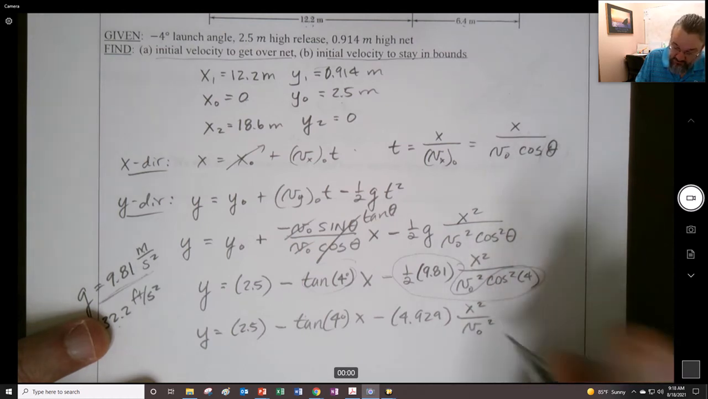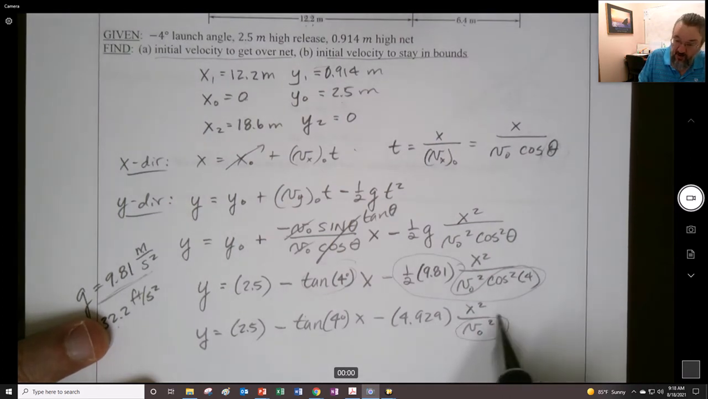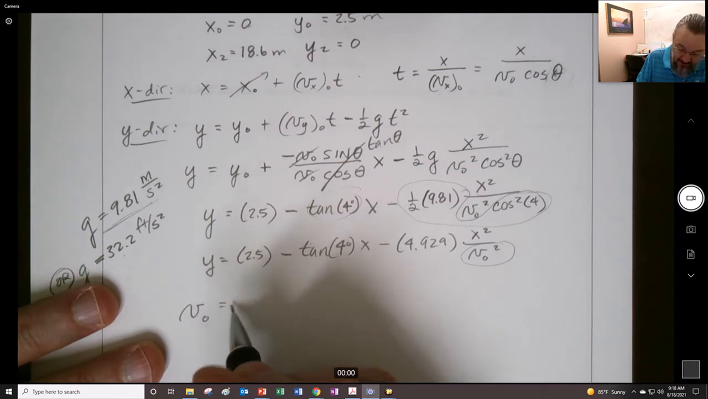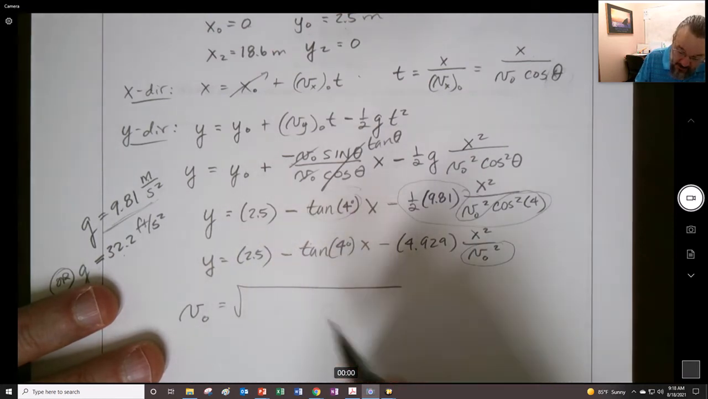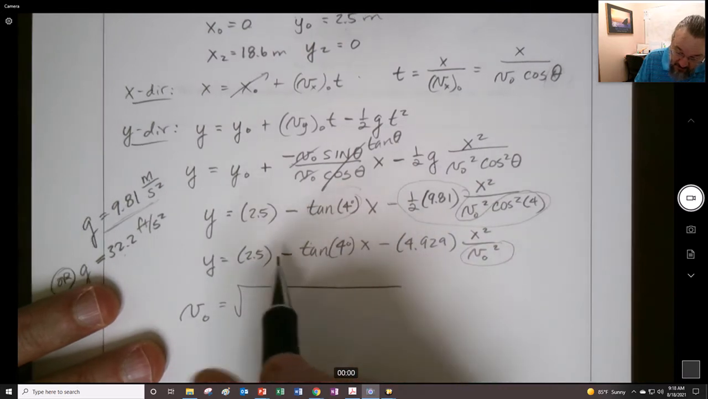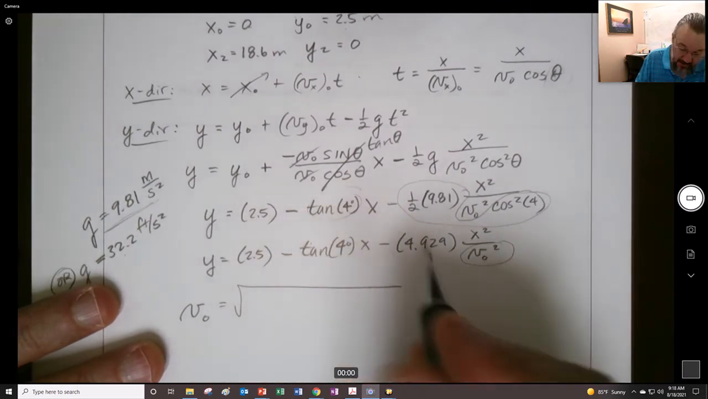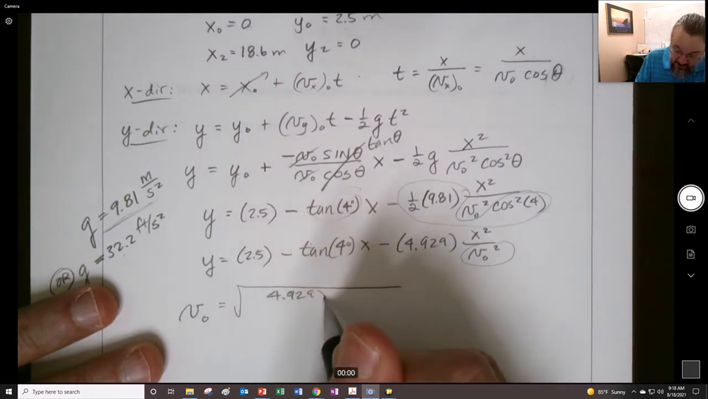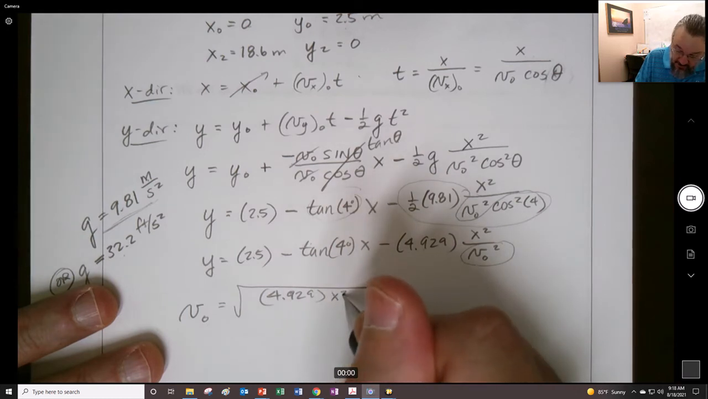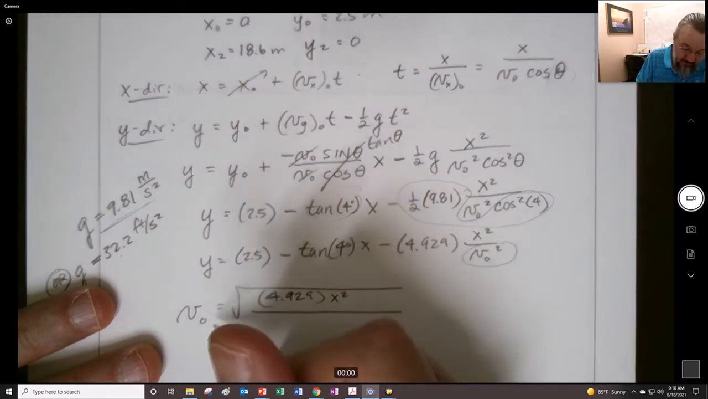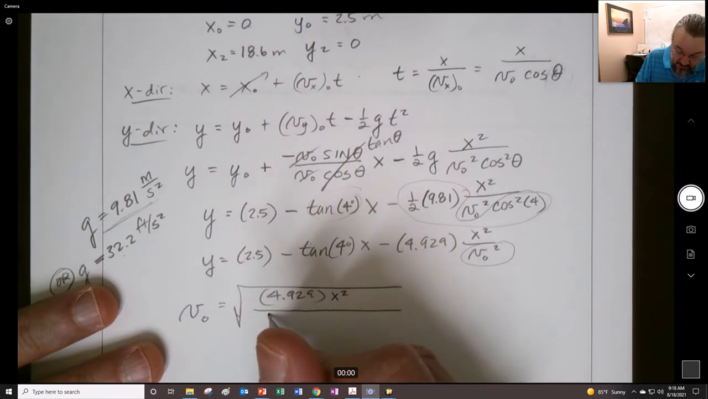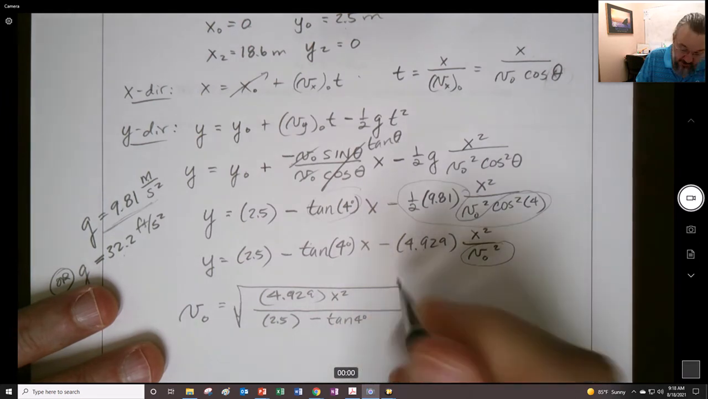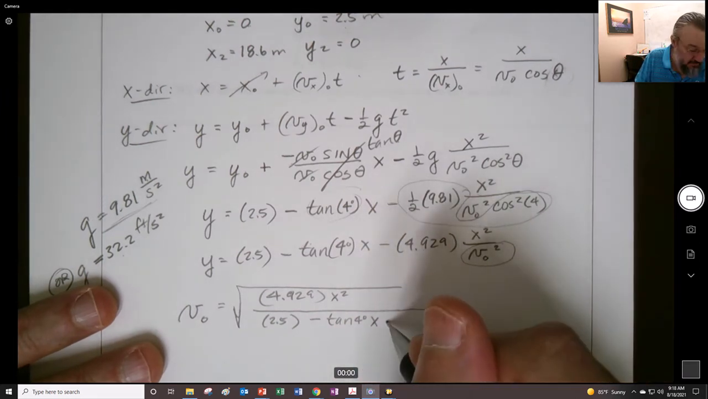So what we could do is solve this equation for this. We'll end up with v naught, and it's going to be the square root of, we're taking this right here, 4.929 times x squared divided by 2.5 minus the tangent of 4 degrees x minus y.